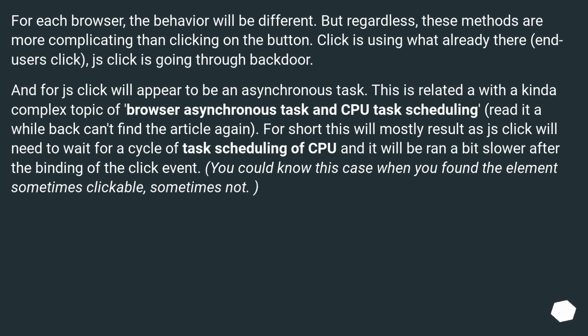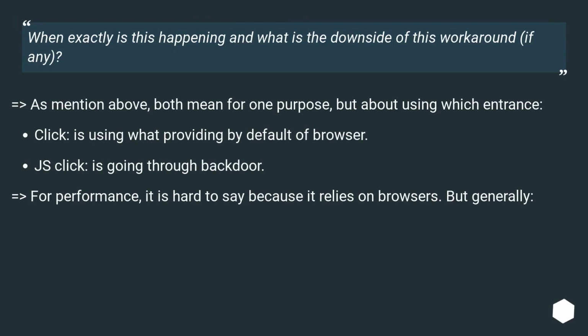And JS click will appear to be an asynchronous task. This is related to a kind of complex topic of browser asynchronous tasks and CPU task scheduling. Read it a while back, can't find the article again. For short, this will mostly result in JS click needing to wait for a cycle of task scheduling at the CPU, and it will run a bit slower after the binding of the click event. You could know this case when you find the element sometimes clickable, sometimes not. When exactly is this happening and what is the downside of this workaround, if any?